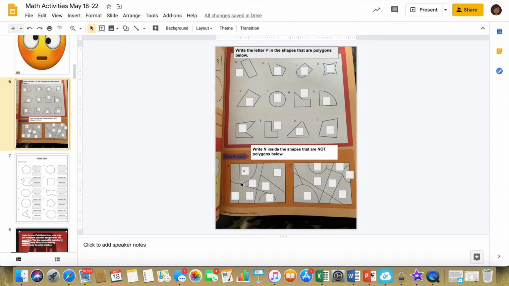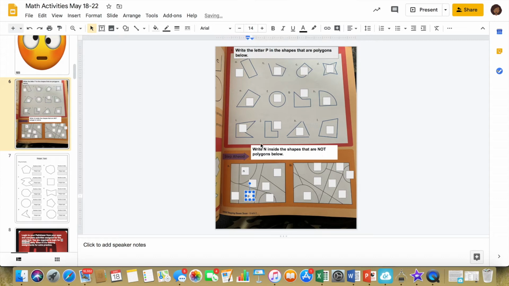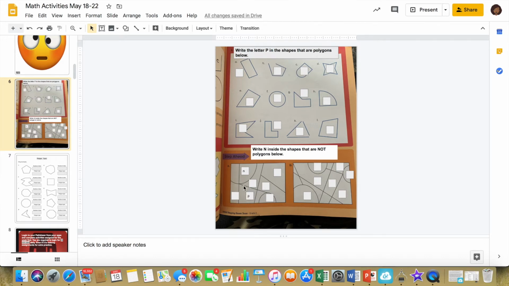Do you see one that is a polygon here? I see one right here, and that is a polygon. So I don't have to write anything, or I can write P. And that's just how you're going to do it for both ones, for A and B. Just make sure that you're looking. Now you'll notice that I didn't put a box in every one because that was just going to be too many boxes and they were going to have to be tiny and weird. So just only worry about the shapes that I actually have it in.